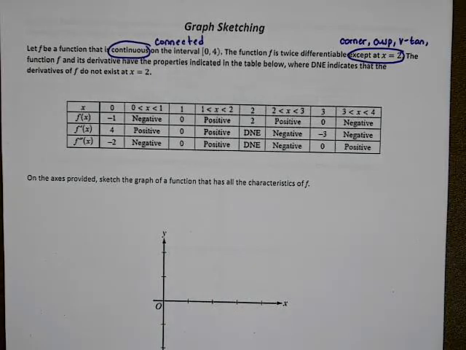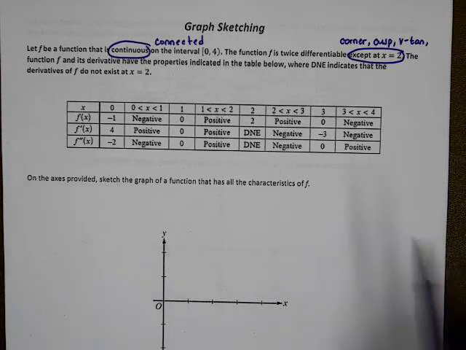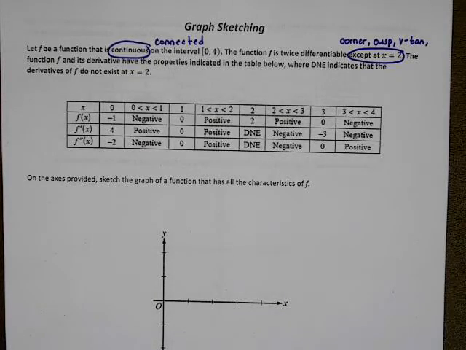The function f and its derivatives have the properties indicated in the table below, where D and E indicates that the derivatives of f do not exist at x equals 2. On the axes provided, sketch the graph that has all the characteristics of f. So here's what I like to start with: just understanding what this table is telling me.